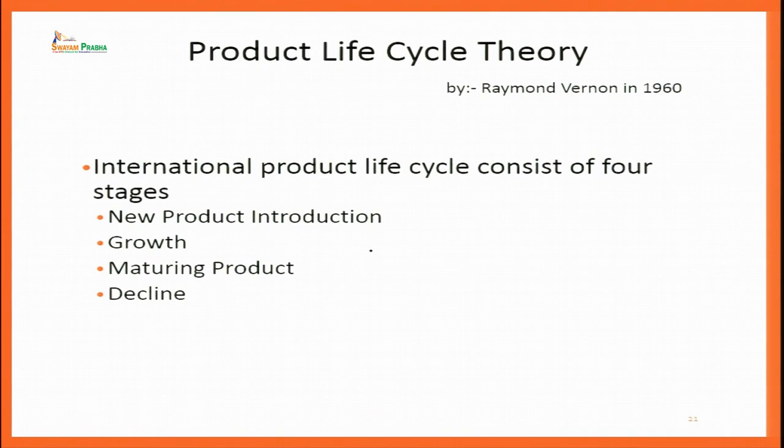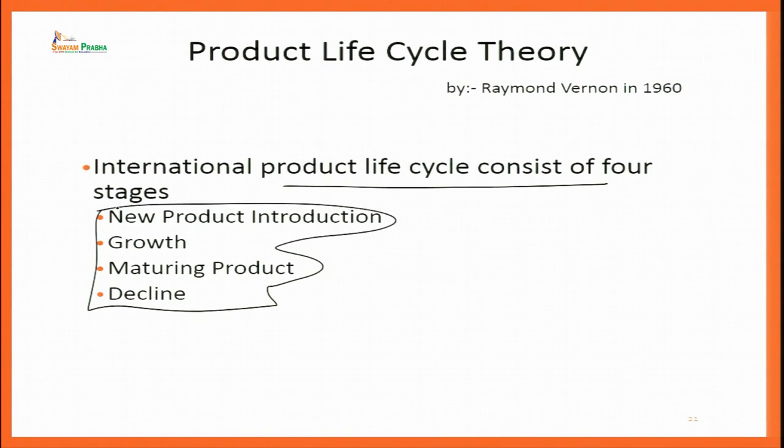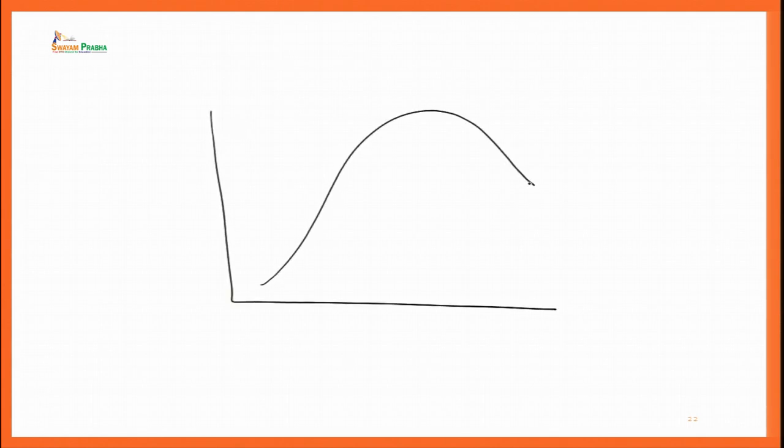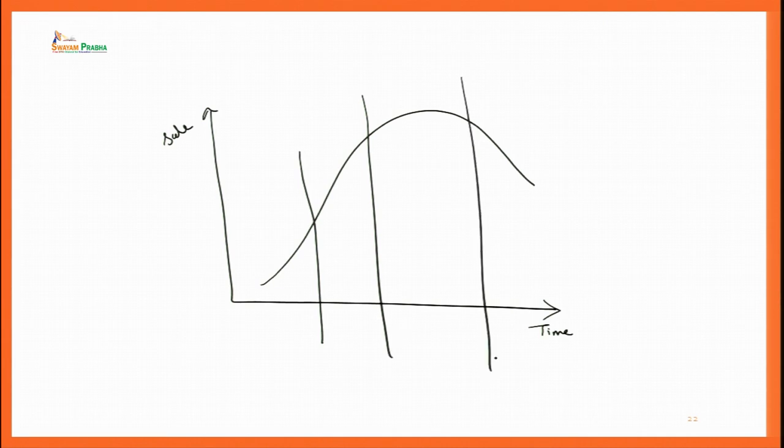The next type of the modern international trade theory is the theory of product life cycle, given by Raymond Vernon in 1960. This theory revolves around four different stages, which give you a clear idea of what I should do at which particular stage. Let's look at the graph of the PLC. The initial stage is the launch of the product. This is your introduction stage, this is the growth stage, this is the maturity stage of the product, and this is the decline stage of the product.